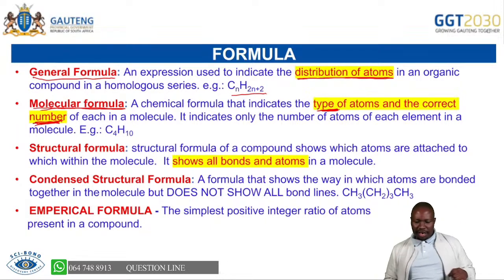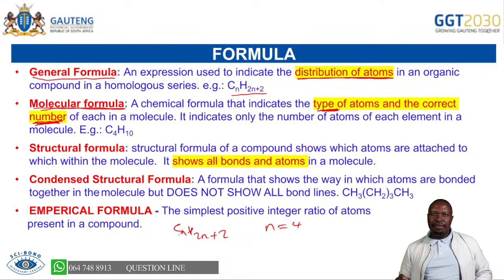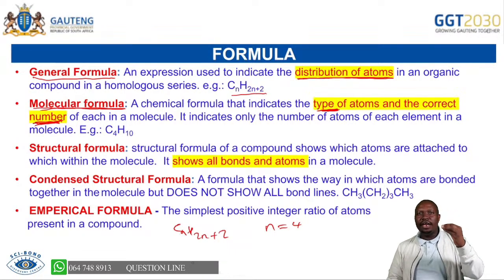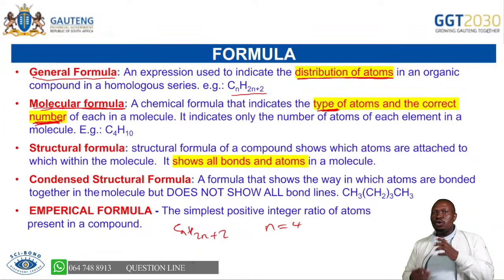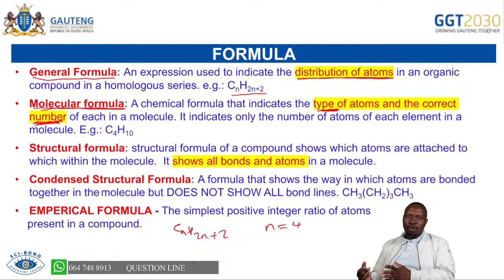For example, if you are given the general formula as CnH2n+2, if n, for example, equals 4, you can substitute the n there. Then you will get the molecular formula. So when you substitute n, you get the molecular formula. You must practice and be able to move from general formula to molecular formula.